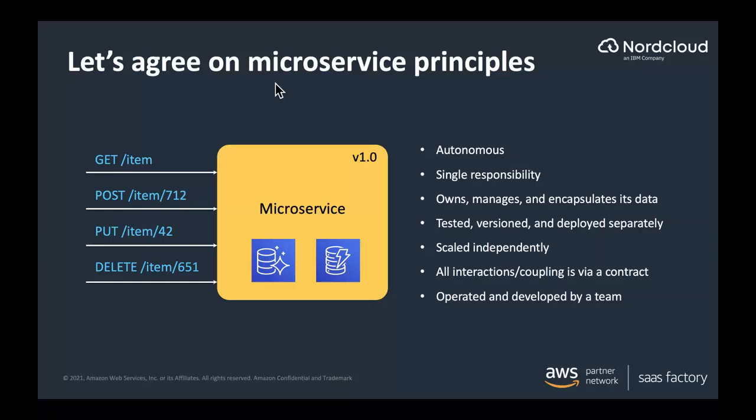You have set APIs to access it, be it command line interfaces, REST endpoints, or GraphQL, whatever. In this diagram, we are showing a couple of samples of a REST API contract that you can have for that service. And it's operated and developed by a team that really owns it. So this is how we talk about microservices in this session.